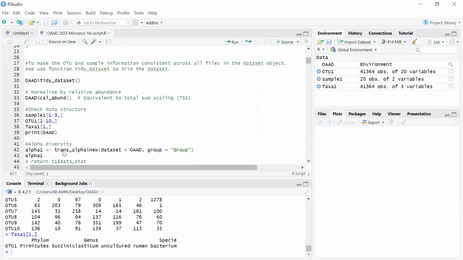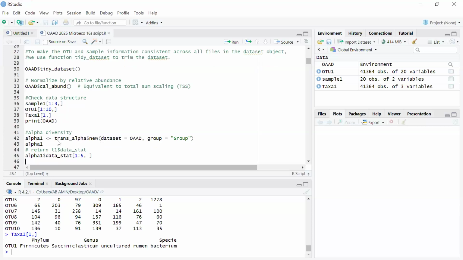Now we will calculate the alpha diversity of our data set. This function calculates the alpha diversity, and we are going to put our working object, that's the microtable object, OAAD, and the grouping for our alpha diversity. Is it going to be the group, that is our treatment control, or the management system? So let's use the group.